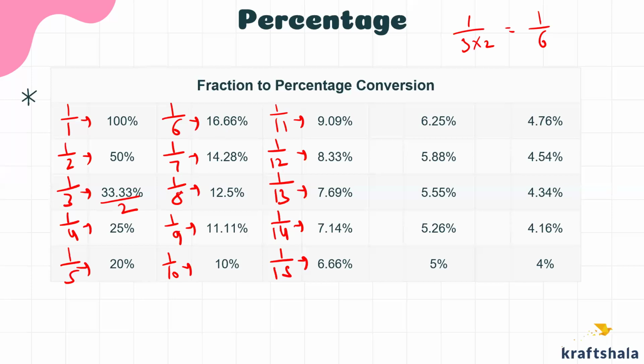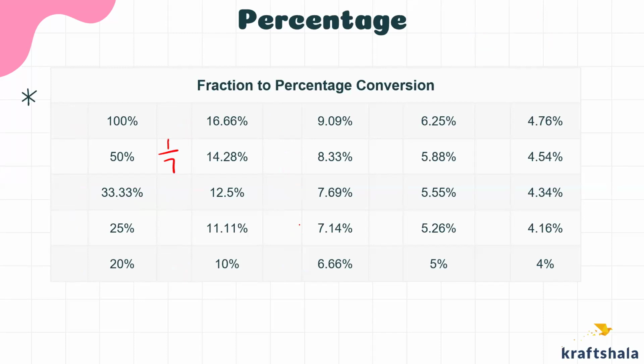Similarly, 1 by 8. 1 by 8 is half of 1 by 4, half of 25, 12.5. Okay, 1 by 12, half of 1 by 6, half of 16 is 8, half of 66 is 33. So most of the values you can remember like this. Now some values are left: 1 by 7, 1 by 14, 1 by 9, 1 by 11. How did I remember these in my time? Like being an engineer, I just applied some jugaad. You can also apply the same or you can devise your own method. At the end of the day, you should remember.